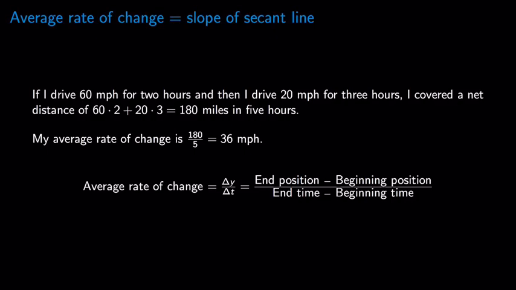It's delta y over delta t. You need an interval. You need a beginning time and an end time. And using those two times, you need a beginning position and an end position, and then you can compute average rate of change or average velocity.